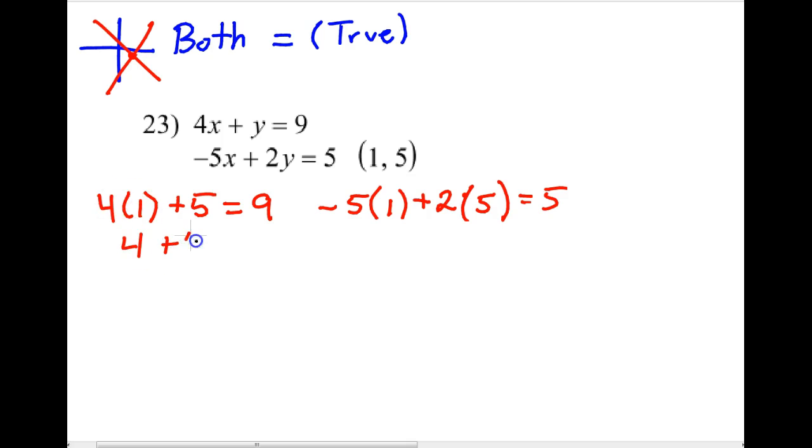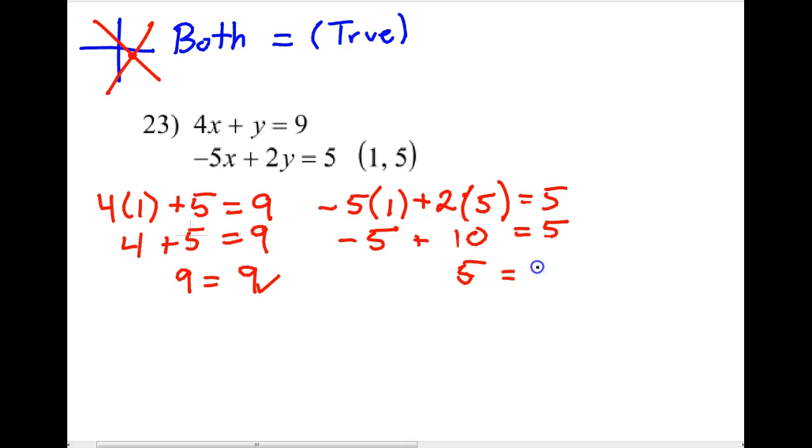So we got 4 plus 5 is 9. So the first one is true. That's good. Check the second. Negative 5 plus 10. Is that 5? 10 minus 5, sure enough. So therefore, (1, 5) is the solution.